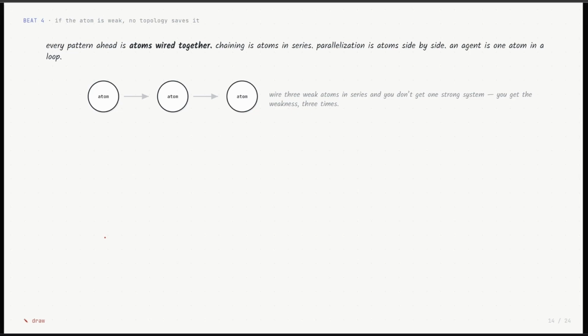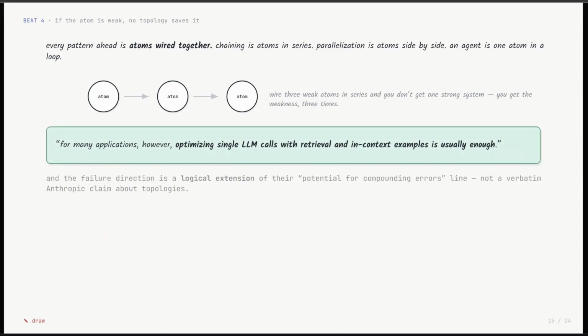This is the same thing I've been saying for a long time. And with more tokens and more latency, actually, it's catastrophic. Which is why Anthropic says, for many applications, optimizing single LLM calls with retrieval and in-context examples is usually enough. And to be careful, the failure direction, weak atoms poison any topology, is my logical extension of their compounding errors line, not a verbatim claim they are making about topologies. But it's obvious here.